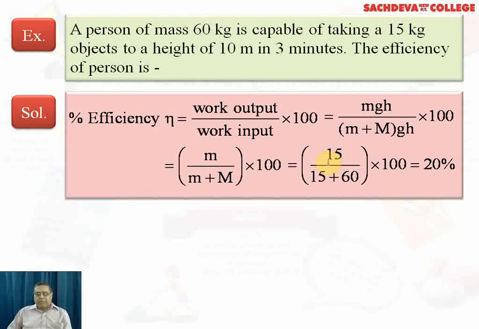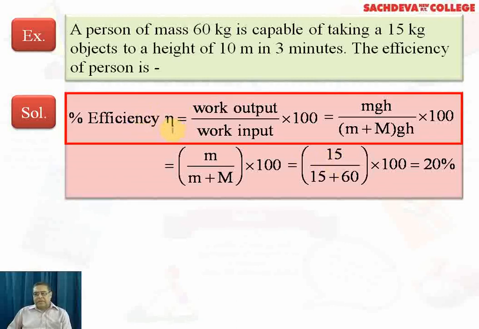So 3 multiplied by 60 will be 180 seconds. So what exactly are we doing in order to estimate efficiency? We have to use a formula. Eta is equal to work output over work input multiplied by 100. We multiply by 100 because we have to estimate the percentage.